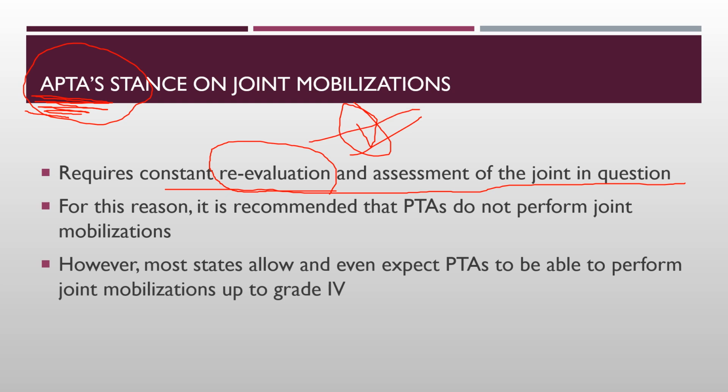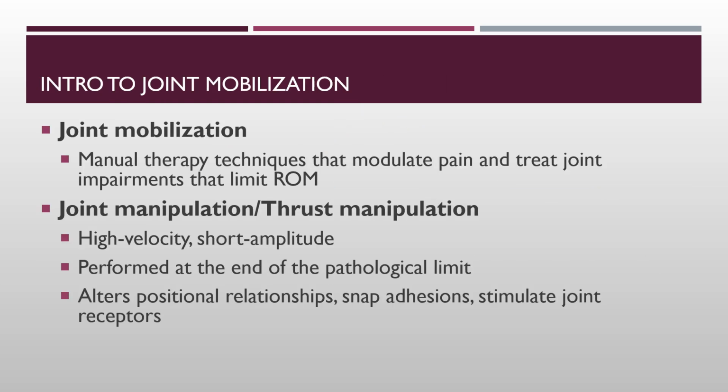So just be cautious. We're going to review some of these different indications for why you'd use joint mobilizations. So just remember that when we are using joint mobilizations, we can use these to help modulate pain, or we can use them to treat joint impairments that limit range of motion. So we'll talk about that. Why do we use grade 1? Why do we use grade 2, 3, and 4? That'll be on our next slide or here very shortly.